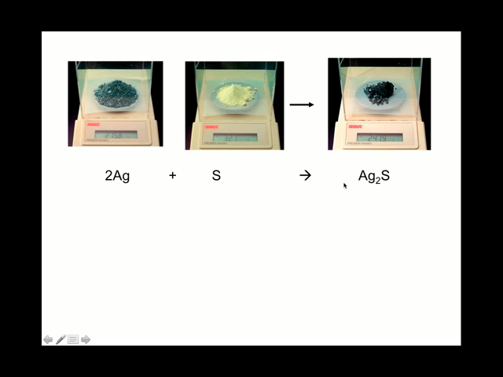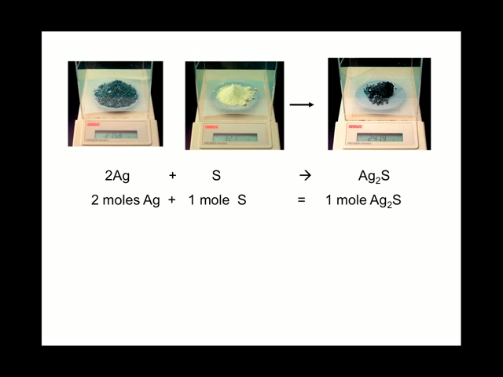Now, how are we going to be interpreting those coefficients? Well, the first way we're going to interpret them is in terms of moles. So I could say then, 2 moles of silver react with 1 mole of sulfur to produce 1 mole of silver sulfide. And this is what we're going to be using today to solve our questions. But just to carry on through this so you can see how we can use the coefficients.